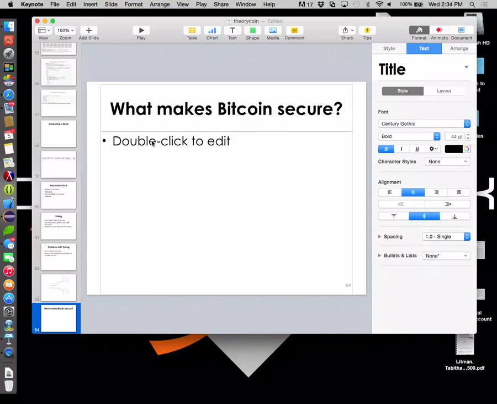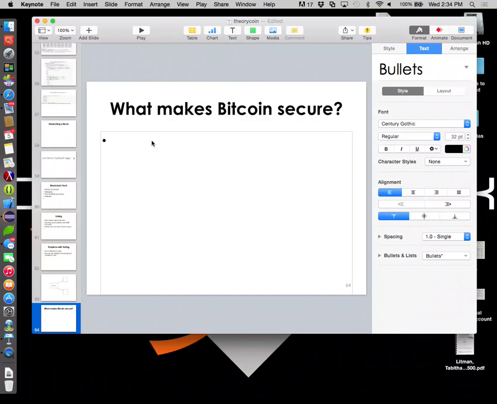What makes Bitcoin secure? We're going back to the first couple of days of class. We talked about some of the features of Bitcoin. It's decentralized. Nobody gets to decide when more get made, right? Transactions are public, so it's transparent.